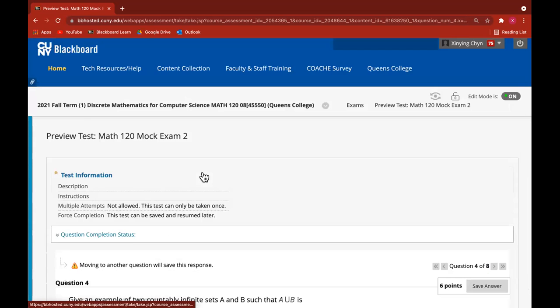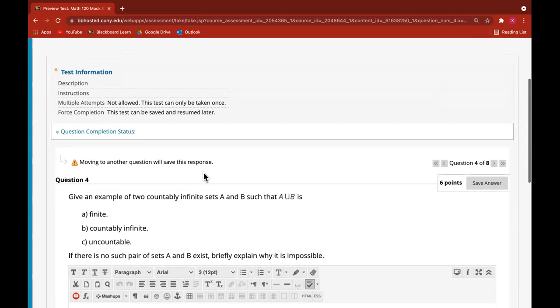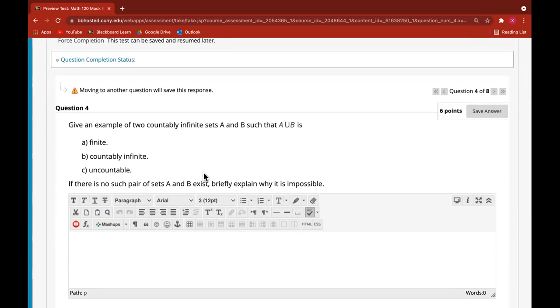So next question. Now here they ask you to give an example of 2 countably infinite sets where A union B, first is finite, second is countably infinite, and then C is uncountable.